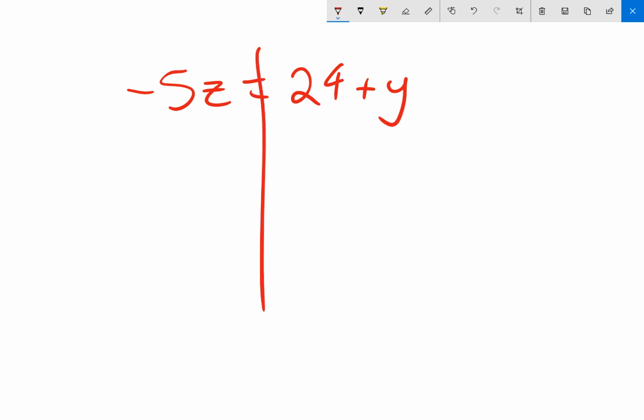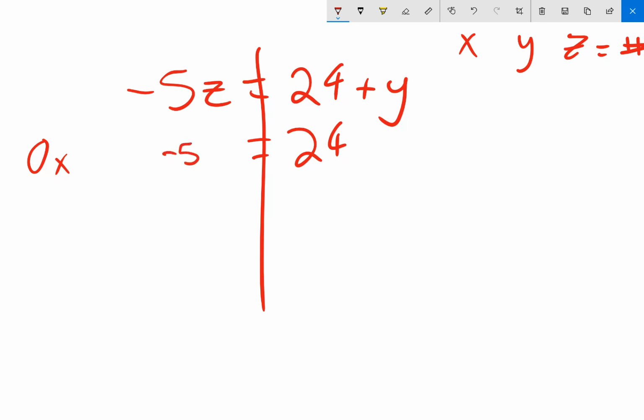My second equation, negative 5z equals 24 plus y. So here's the thing. Same thing. I want it to be x, y, z, and then equals my number. So my number is 24. My 24 is going to stay there. There is no x term here. No matter how hard I look, there's no x term. There's never going to be an x term here. It's going to be 0x every single time. The negative 5z is already negative 5z. That's where it needs to be. The only thing I need to move is this y.